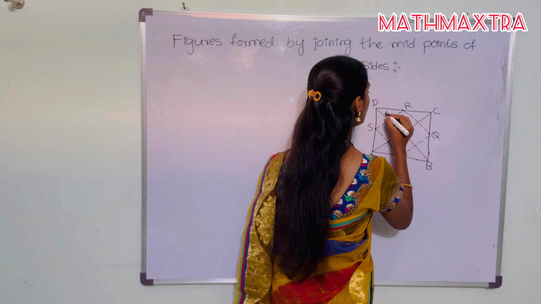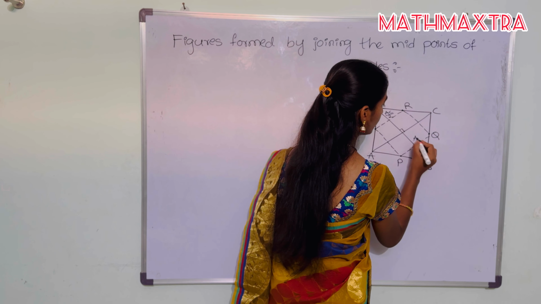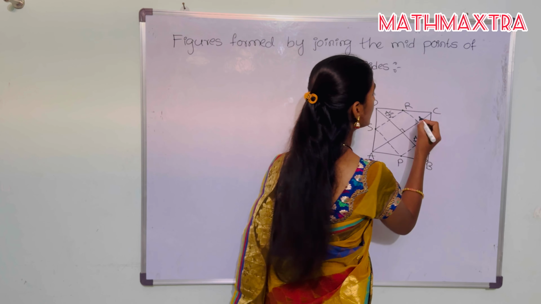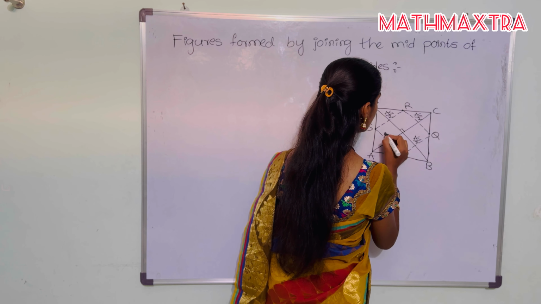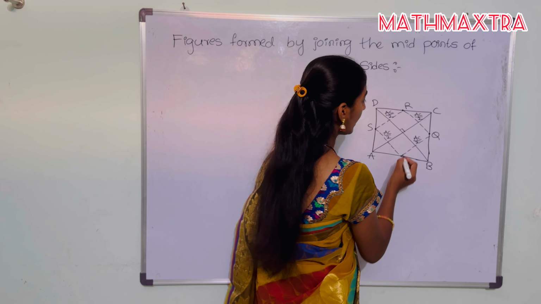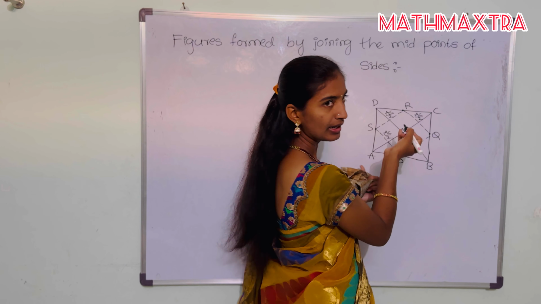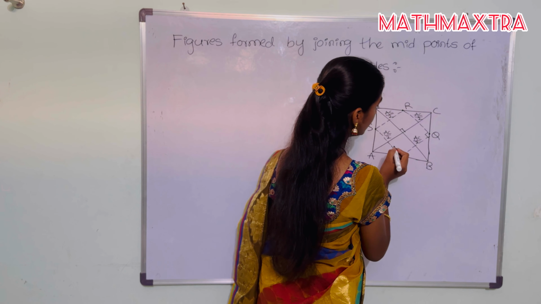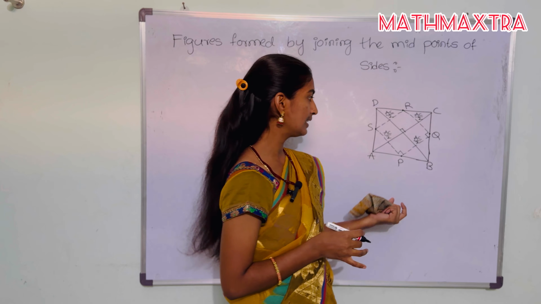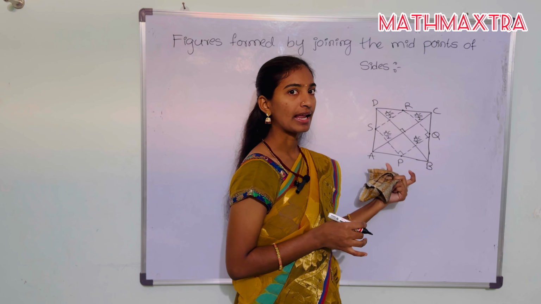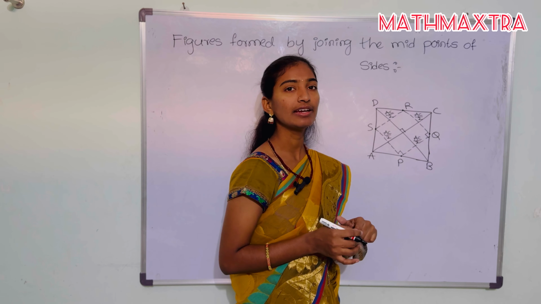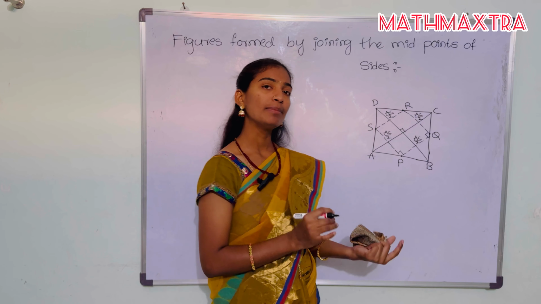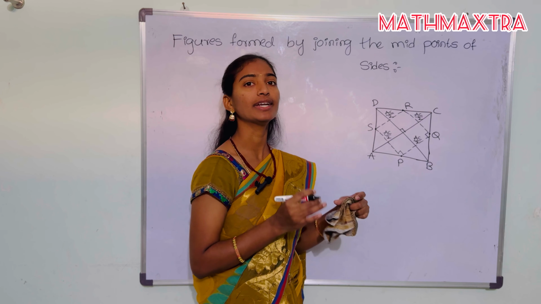Yes, so we know this is AC by 2, this is also AC by 2, this is BD by 2, but we know AC is equal to BD, that is why this is also equal to AC by 2, this is also equal to AC by 2, and as these two diagonals are perpendicular to each other, here also the angle will be perpendicular, isn't it? So one of the interior angles is 90 degrees and the pair of opposite sides are parallel and the adjacent sides are equal. So this is possible only in case of a square. So if you join the midpoints of the sides of a square, you will always get a square.